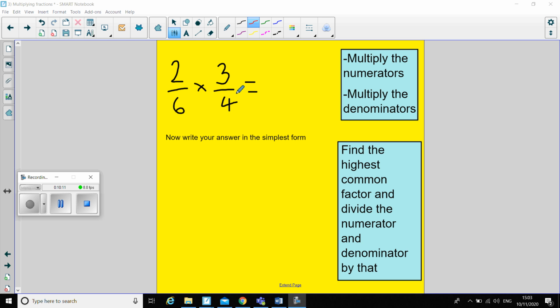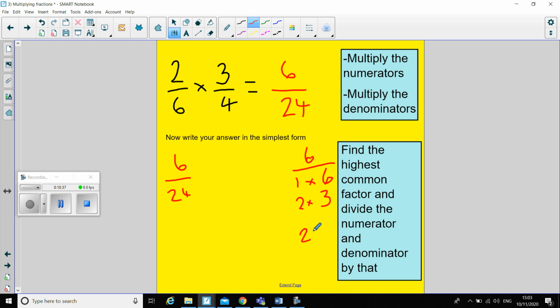Okay, hopefully you've had a go at this question. So on the top you would do 2 times 3, which gives you 6, and on the bottom 6 times 4, which gives you 24. Then you want to find it in its simplest form. So you'd find the factors of 6, which are 1 and 6, and 2 and 3.